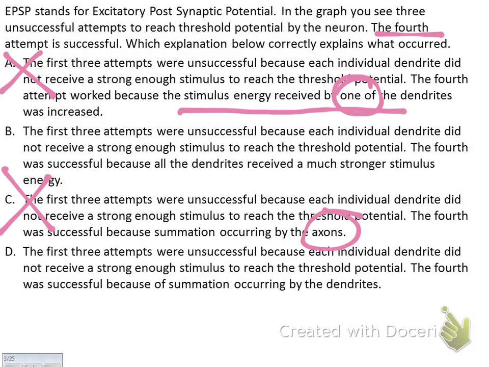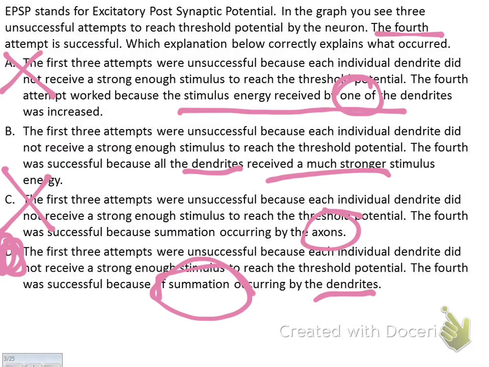So when you read your notes last night, you noticed that the summation is where the stimulus was received by the dendrites. Okay, so is it because the 4th was successful because all the dendrites received a stronger one? Or because all the dendrites were able to put it together? Correct answer should be D, because when you read your notes last night, which I know you all did, it talked about when the stimulus is all added together.